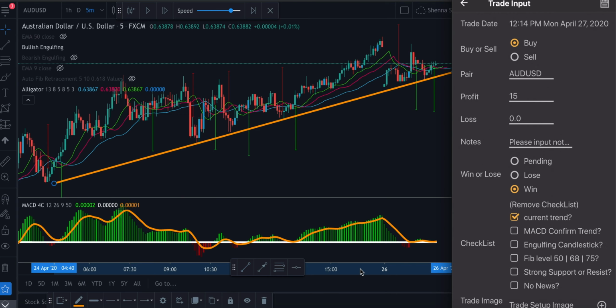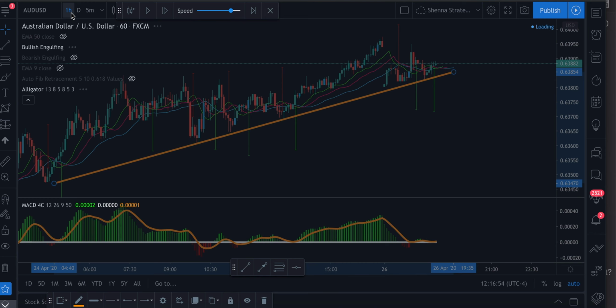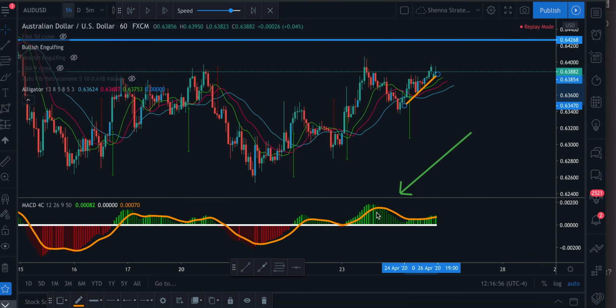Check. MACD confirm. All I do is look at the higher time frame. Look at the 1 hour. Is the MACD green at the top? Just looking for the green waves at the bottom. If I'm looking for a sell, I'll look for red waves at the bottom. So I'm looking for green waves at a higher time frame. Is that correct? Let's bring it up.